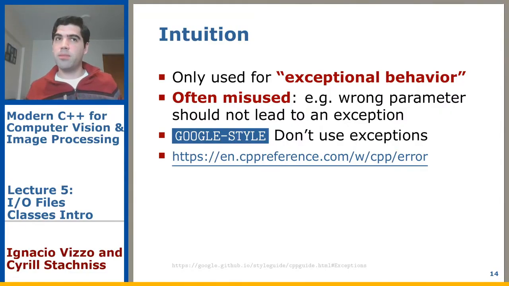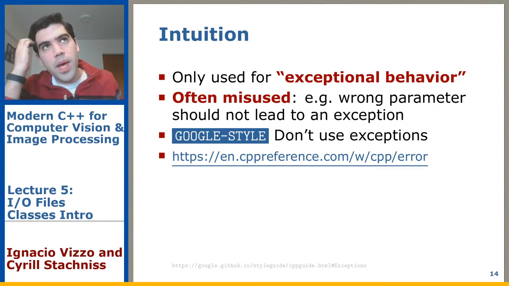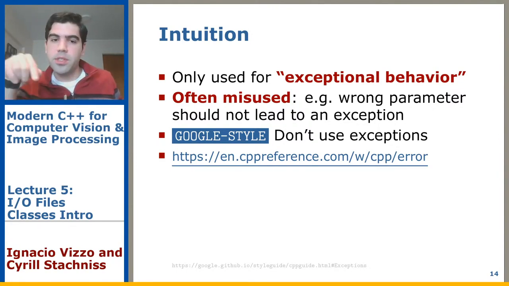So I saw a bunch of submissions for homework number 2 that were using try-catch. It's not really wrong, but an exception is exceptional behavior. For example, a wrong parameter should not lead to an exception. Make sure you go and check this part of the lecture. I can also give you the link for Igor's explanation on this in case you want it.